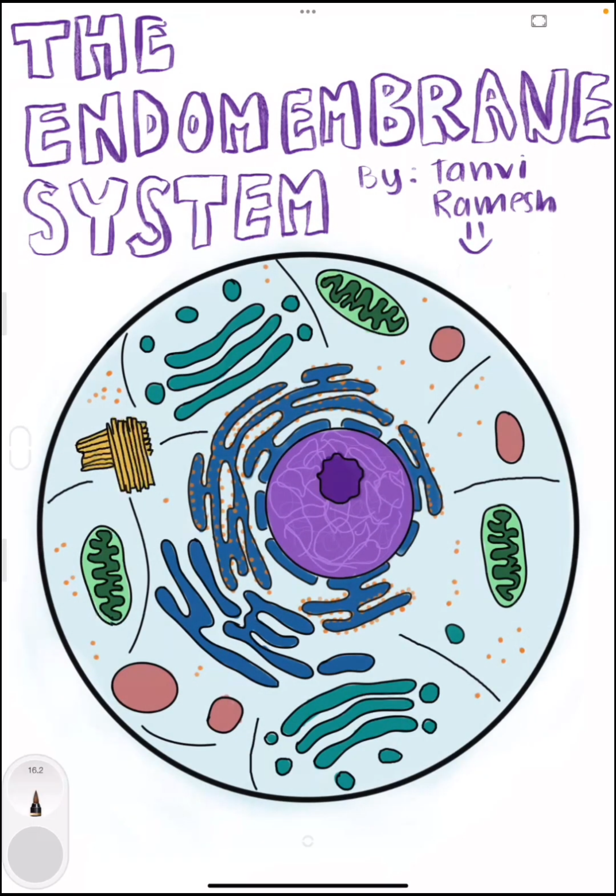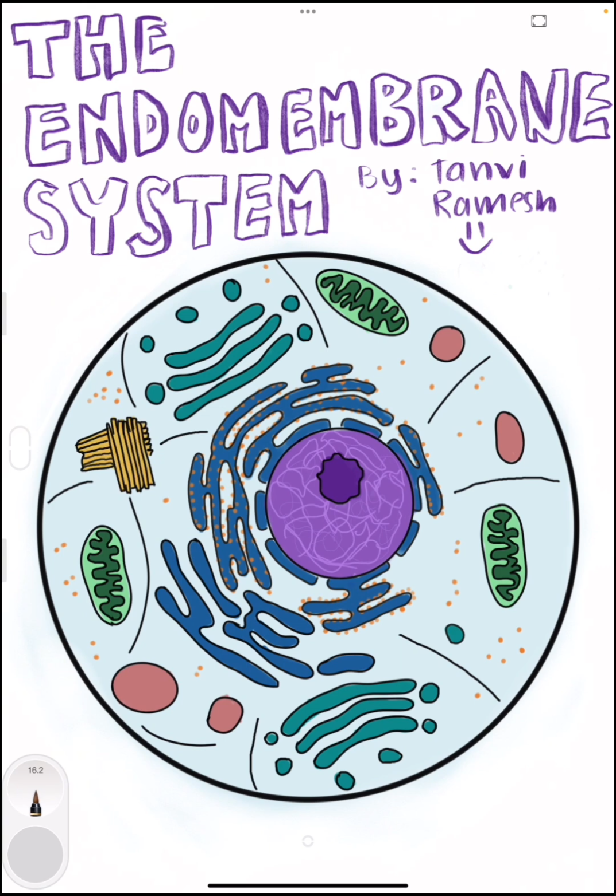Endomembrane system, one of the most fascinating and vital systems inside of a cell. The endomembrane system is responsible for creating, modifying, and transporting proteins to different parts of the cell or outside of the cell. In this video, I'll be demonstrating how the system works using a model, this animal cell that I drew, that simulates the formation and pathway of different types of proteins.